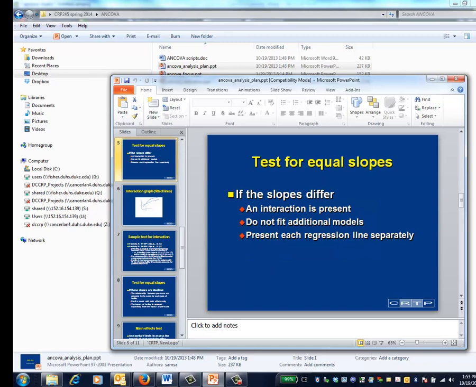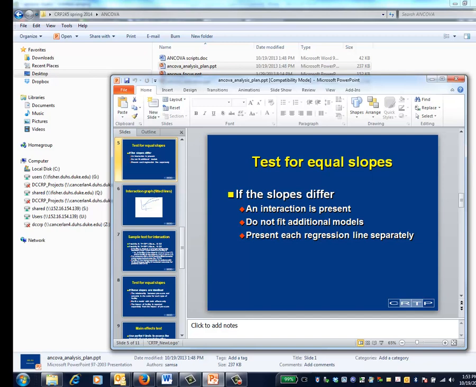If these slopes differ and interaction is present, you shouldn't fit additional models, and you should focus your reporting on each regression line separately. As with the two-way analysis of variance, for large sample sizes, your model will probably have the power to detect not only important interactions, but also those that are trivially sized. So when we say that the slopes differ, we mean that the difference is both statistically and clinically significant.